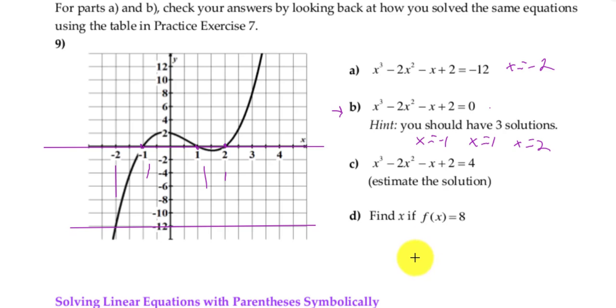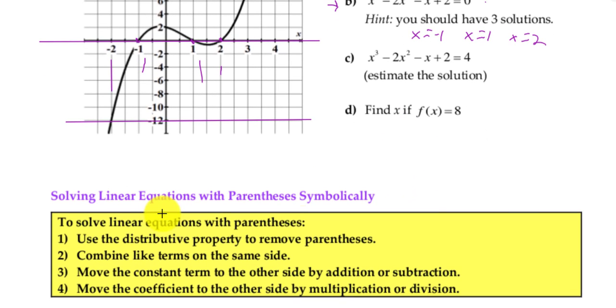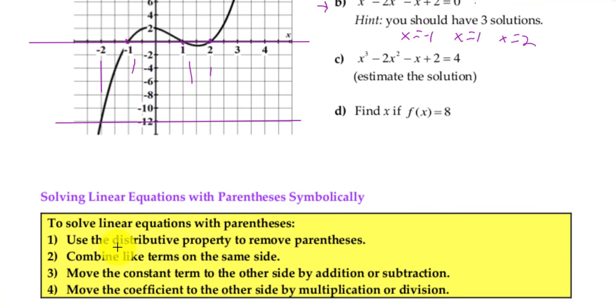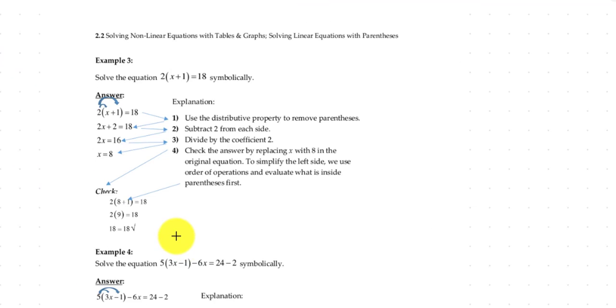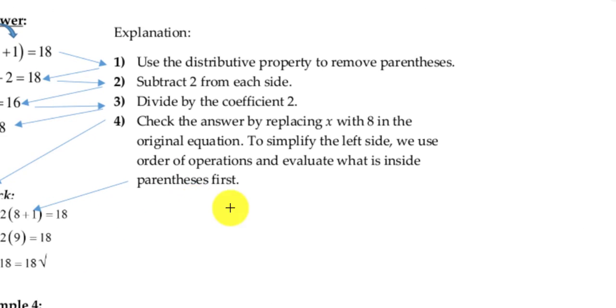The next thing we want to do is look at solving linear equations with parentheses symbolically. They give us a few steps, so you might want to pause the video to review steps 1 through 4. It says step 1, use the distributive property to remove the parentheses, combine like terms, move the constant term to one side by addition or subtraction, move the coefficient to the other side by multiplication or division. So let's put this into practice. Looks like they've actually done the work for us.